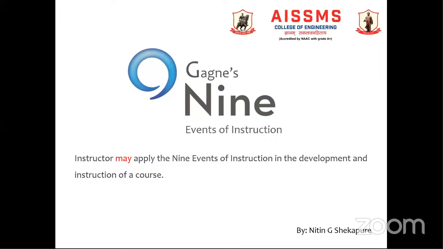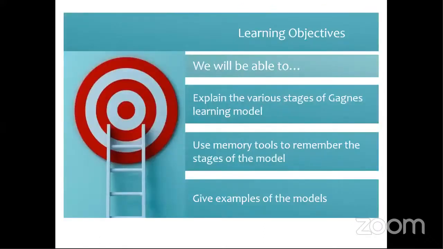Examples have been taken from my subject, which may or may not be directly applicable to every case, but somehow we can incorporate it in our respective subject. So first of all, we will see the learning objectives of today's session. First, we will be able to explain the various stages of Gagne's learning model, use memory tools to remember the stages of the model, and give examples of the model. That will be our basic focus, or the takeaway, of today's session.